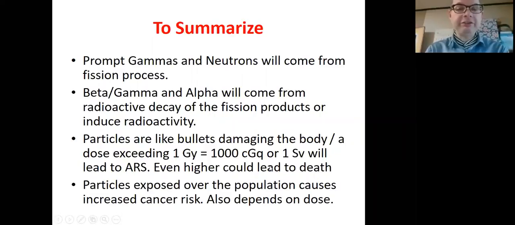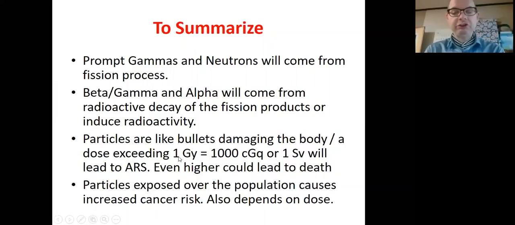To summarize, prompt gamma rays and neutrons will come from the fission process. This is important when we talk about nuclear weapon effects. The betas, gammas, and alphas will come from radioactive decay of the fission products or induced radioactivity, which we'll talk about a little later. Particles are like bullets, damaging the body.